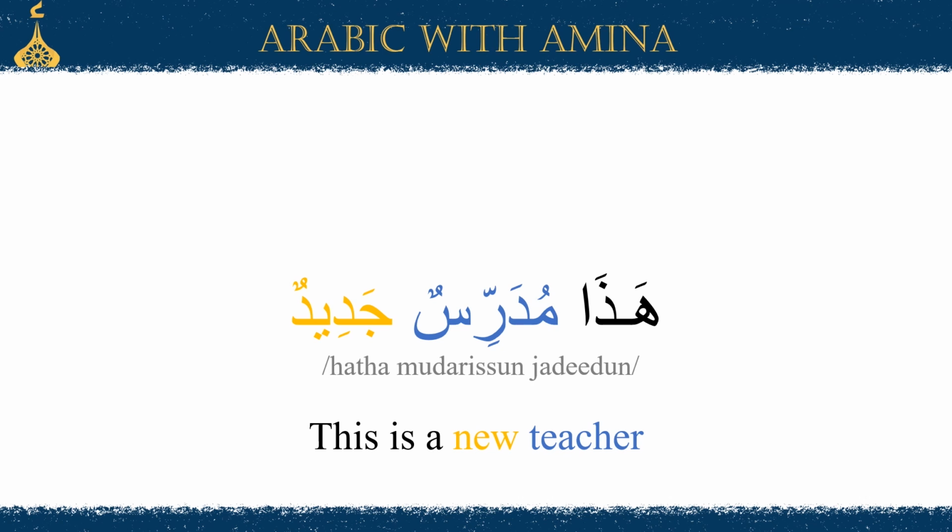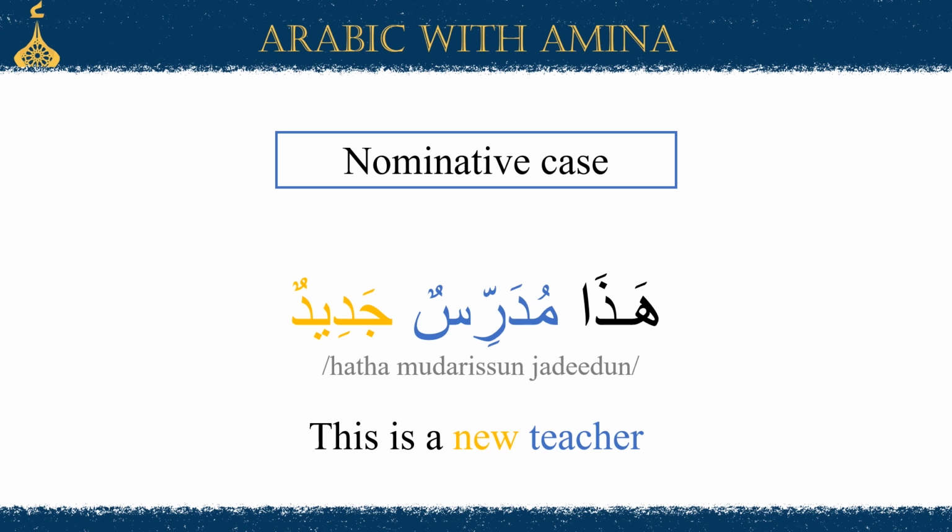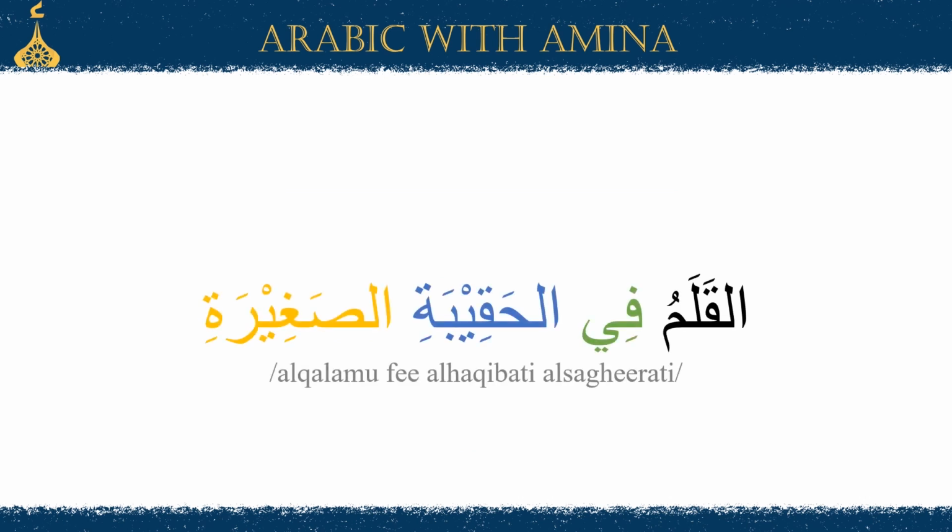Now, our noun, as you can see, notice how the noun, teacher or مدرس, is in the nominative case. How do we know? You can see that at the end of مدرس, we have a tanween of 2 dhammas. So when we add the adjective, it is going to be in the same nominative case as the noun. So هذا مدرس جديد. Another sentence, القلم في الحقيبة الصغيرة.